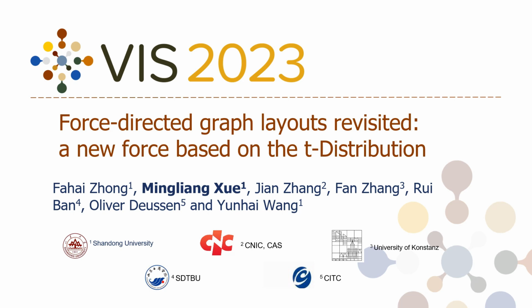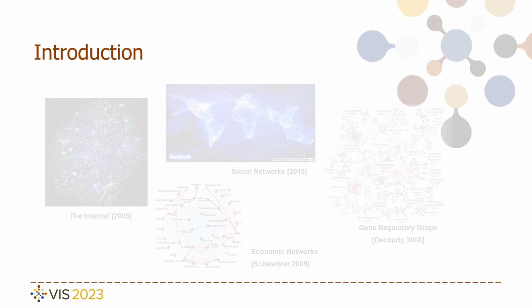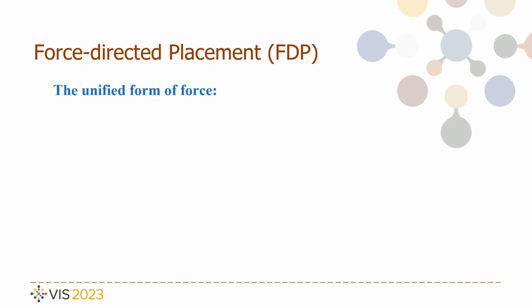My talk is titled Force-Directed Graph Layouts Revisited, a new force based on the T-distribution. This is our agenda. Graphs are everywhere and represented by different kinds of visualizations, and lots of effort has been spent on finding good ways to visualize graphs. Among various graph layout methods, the force-directed placement (FDP) has gained the most attention in automating the layout of node-link diagrams.